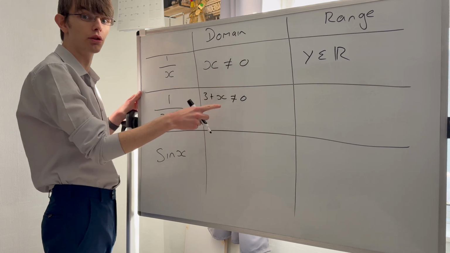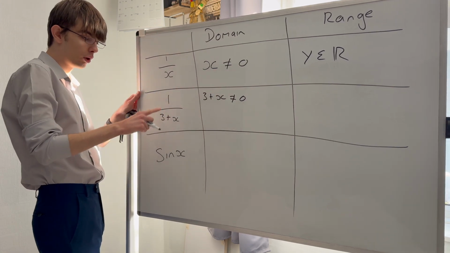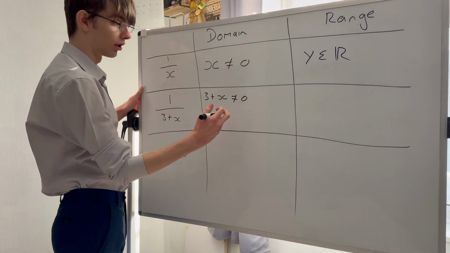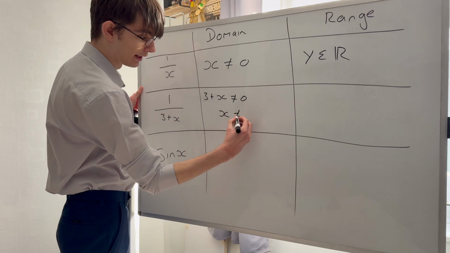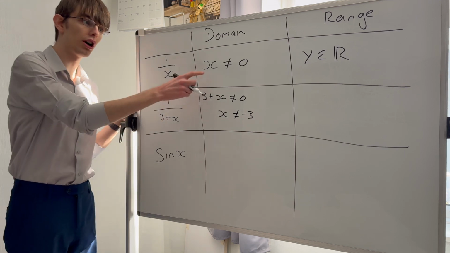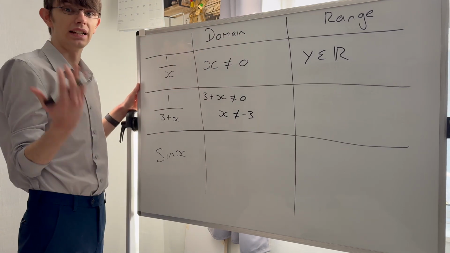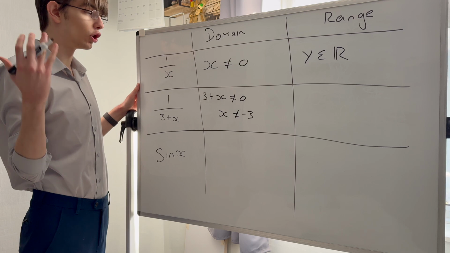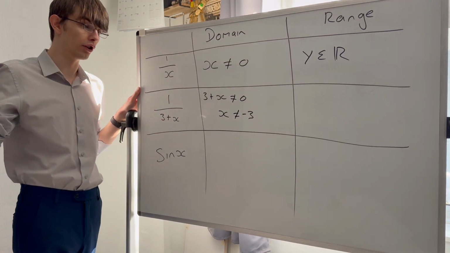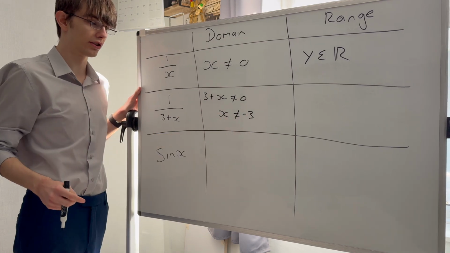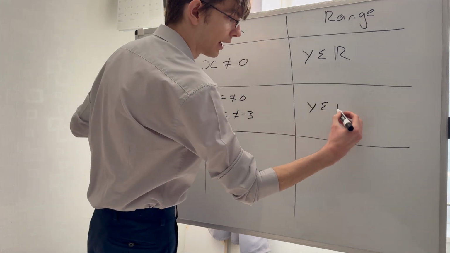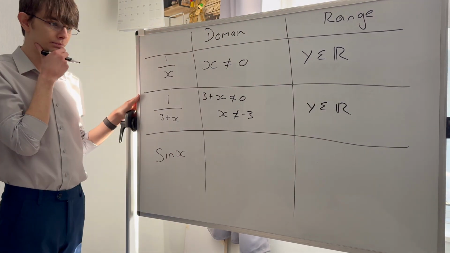But my x can take anything else. My x can be 0, unlike this case, because if x was 0, 1 over 3, that gets me a number, that gets me an output. So 3 plus x can't equal 0, so my domain is that x cannot equal minus 3. Similarly to the last one, the range here is not controlled. There's no limits on my range. I have an infinite amount of values for x, as long as it's not minus 3. That will get me an infinite number of values for y. So once again, y can be anything.